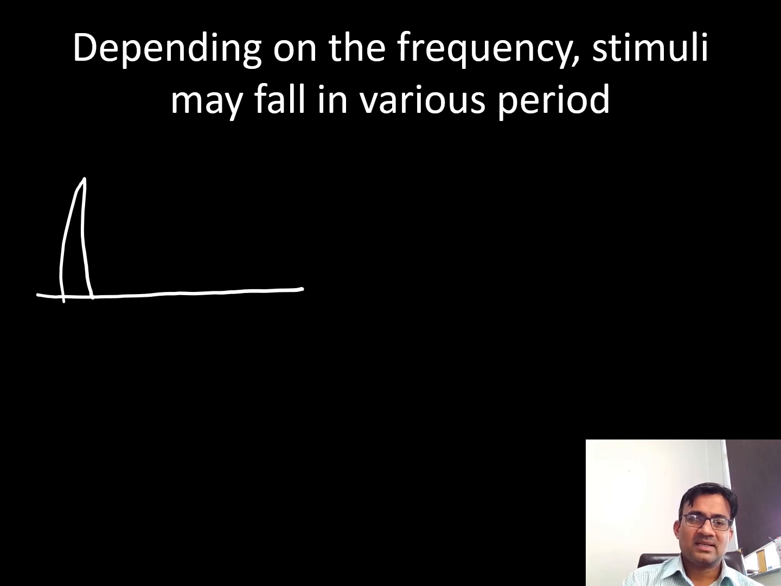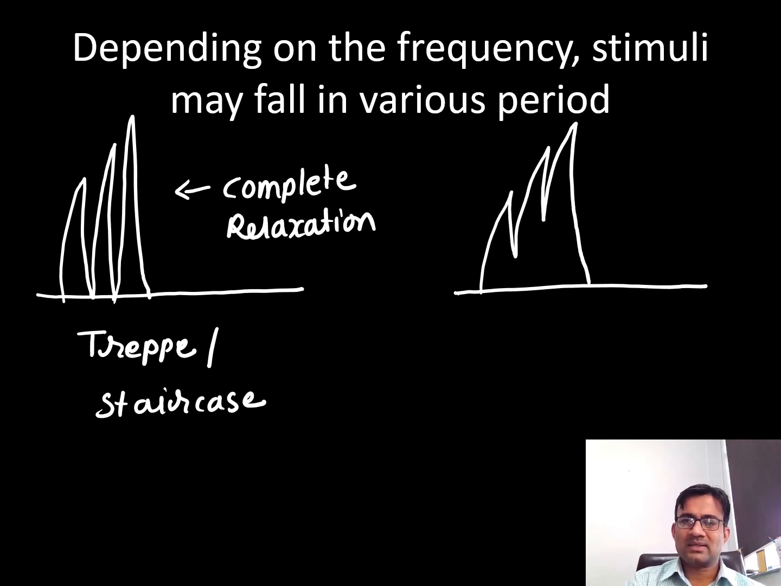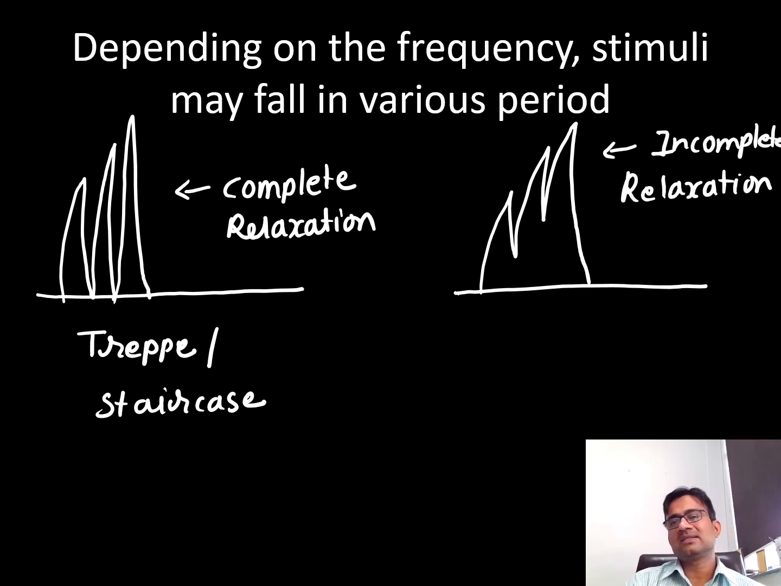For example, in this case, now stimulus is falling just around the end of relaxation period. Why I am telling you that? Because see, complete relaxation is seen. So this is known as treppe or staircase phenomenon. Now you will further increase the frequency. So what will happen now? It is falling in the relaxation period. Initially it was falling at the end of relaxation period. So here now see, incomplete relaxation is seen.